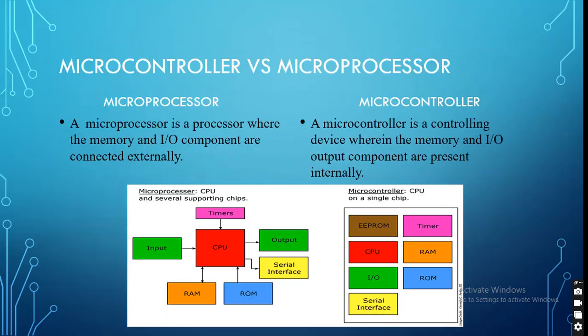So now coming to the difference between microcontroller versus microprocessor. So what is a microprocessor and a microcontroller? If we look into it, a microprocessor is a processor where the memory and IO components are connected externally, whereas a microcontroller is a controlling device wherein the memory and input output components are present internally. Coming to the circuit complexity of these two, the circuit is complex in a microprocessor due to external connections, whereas in a microcontroller, with on-chip memory, the circuit is less complex.